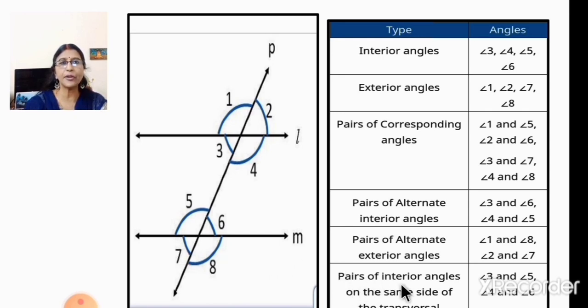Then we have learned about pairs of interior angles on the same side of the transversal. So here you can see, just now we have learned angle 3, angle 4, angle 5, angle 6 are interior angles. So which two angles are on the same side of the transversal out of this? That is angle 3 and angle 5. They are on the same side of the transversal and they are also called as co-interior angles. Same way, angle 4 and angle 6 is on the right side. They are also co-interior angles as they are on the same side.